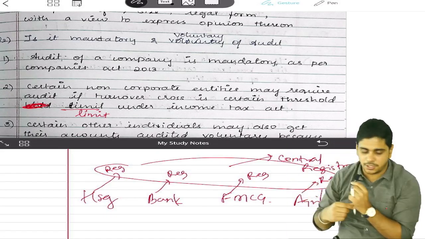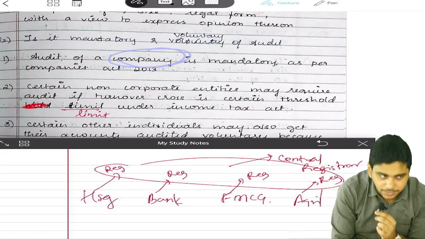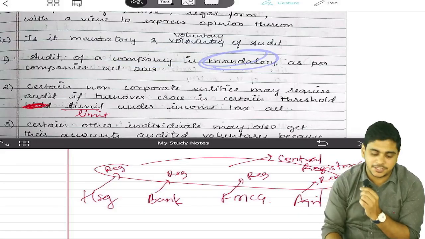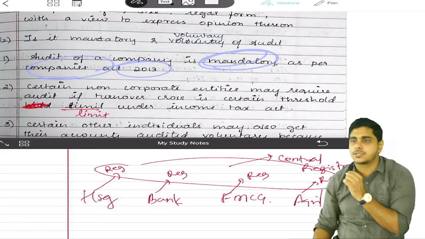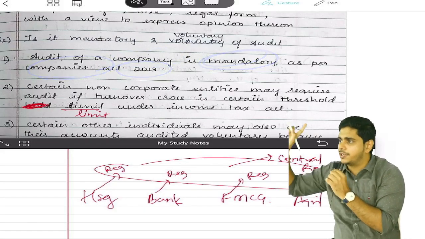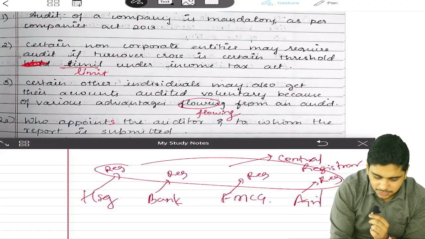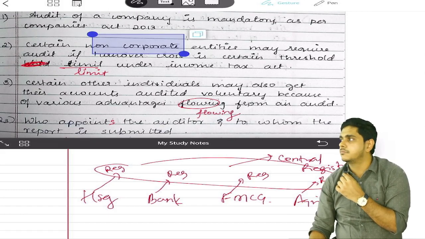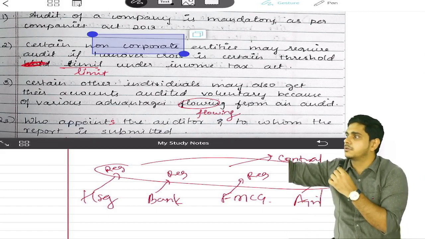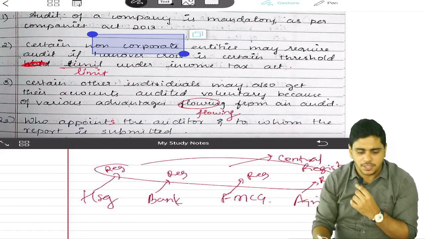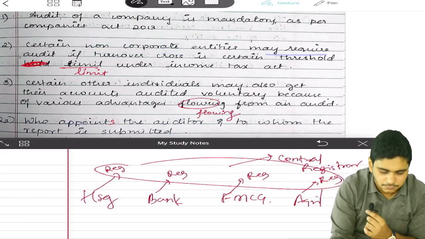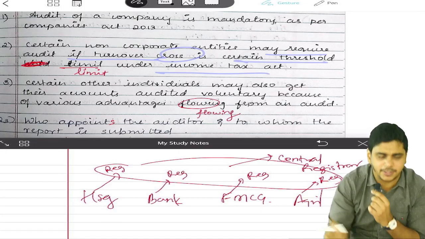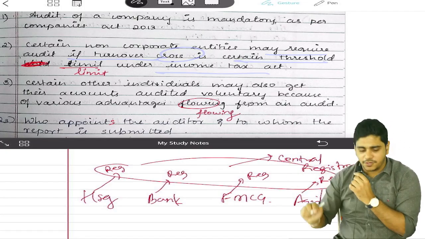So when this question comes, you will say audit of a company is mandatory. Mandatory as per which act? Companies Act 2013. So audit of a company is mandatory. However, certain non-corporate entities, non-corporate meaning sole proprietor, partnership firm, HUF, trust, may require an audit if turnover crosses a certain threshold limit under the Income Tax Act, that is 10 crore and 50 lakhs.